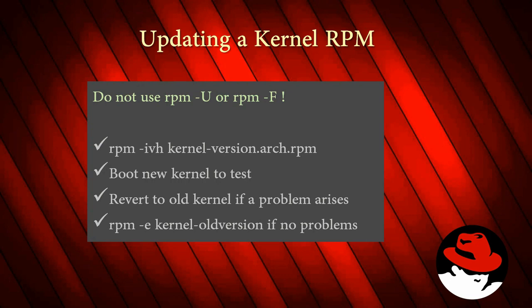You have to install, rather than upgrade or freshen, your system if you are dealing with a kernel. The rest is fine with other utilities. You have various options like -ivh to determine the kernel version. You can boot the new kernel to test. You can revert to the old kernel if a problem arises when you use the install version, the -ivh command. You can delete the old version if no problem exists later on. First you install a new version without deleting the earlier one.